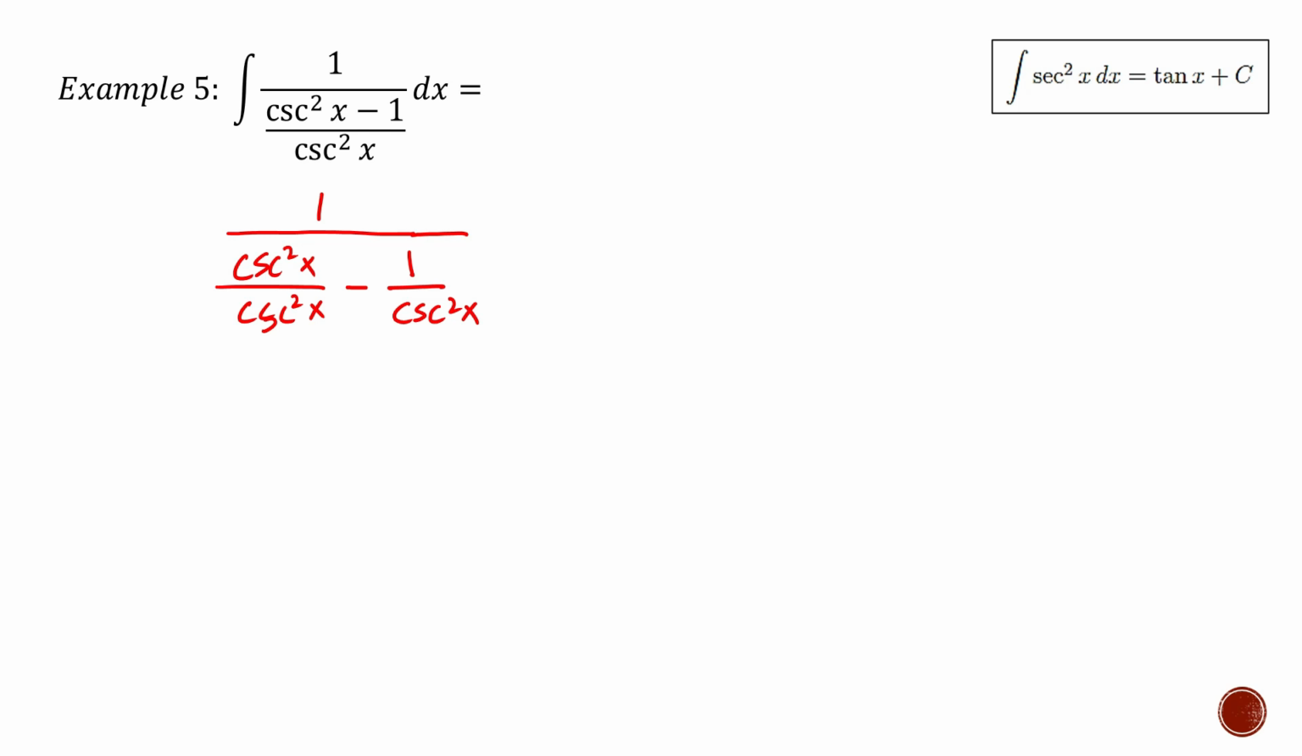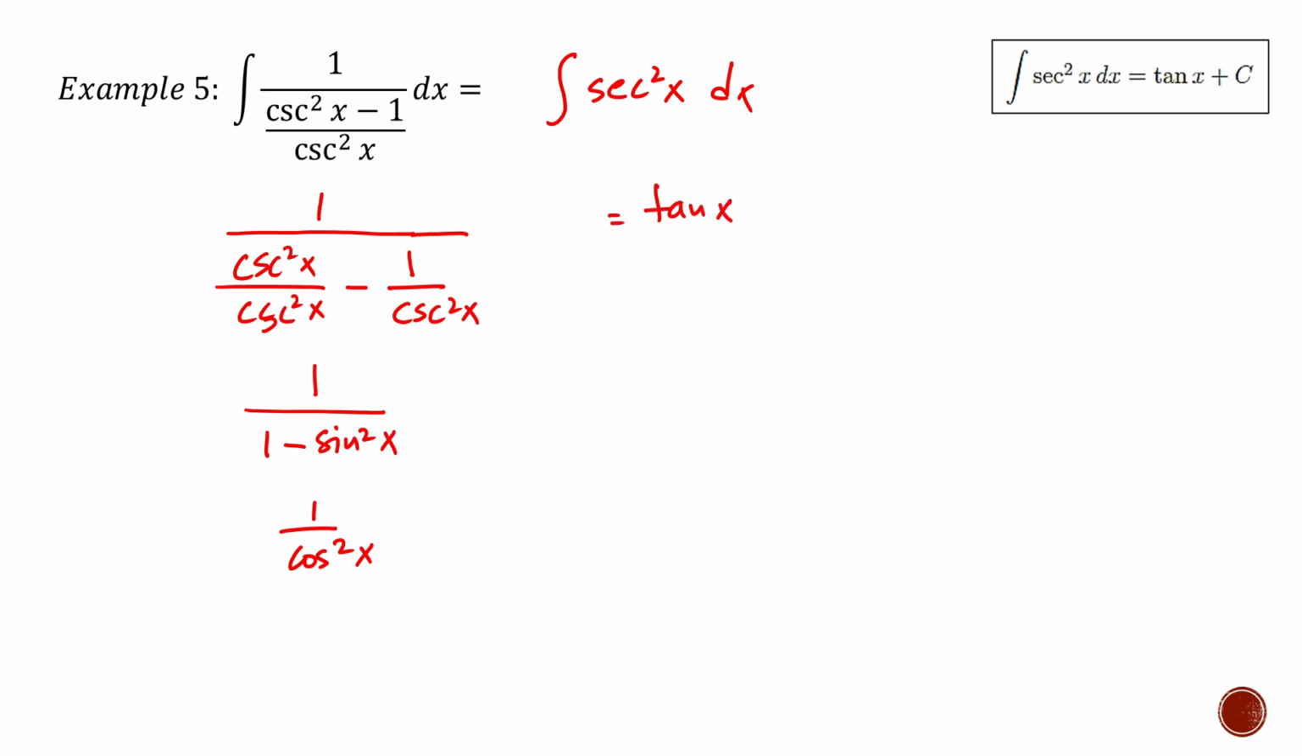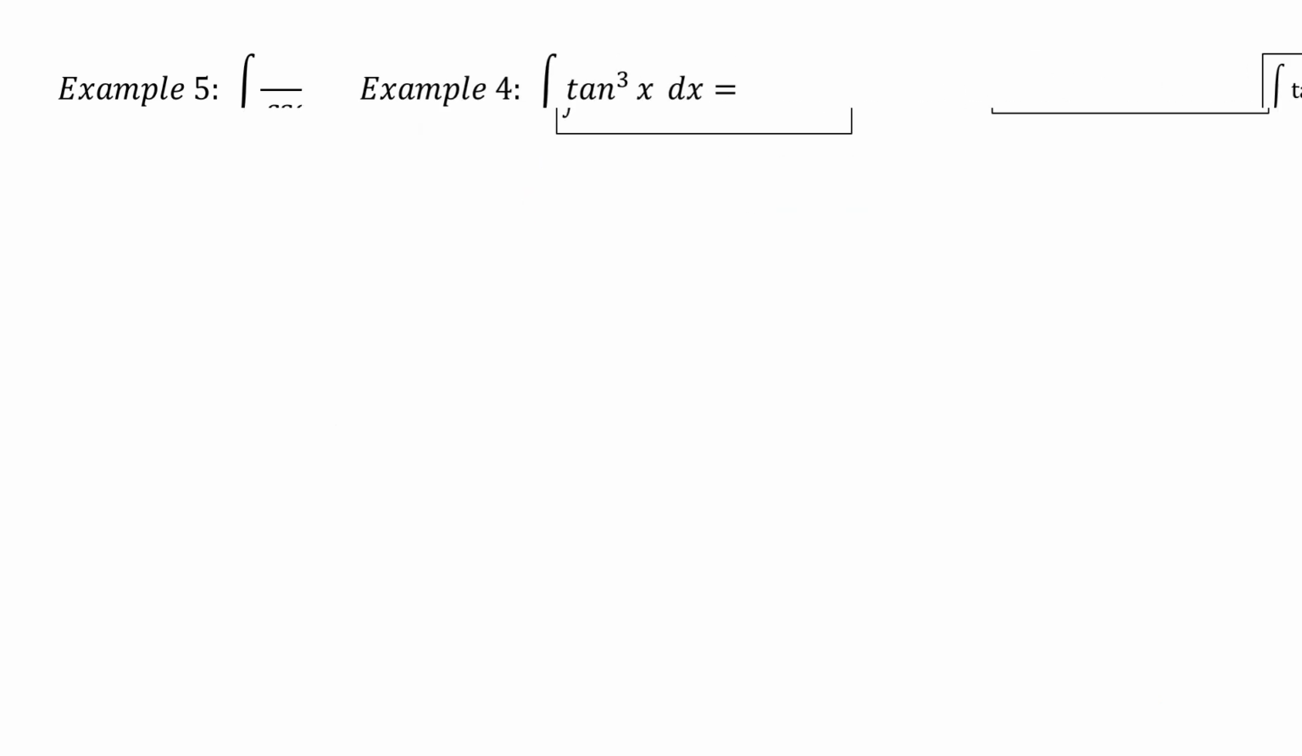1 over sine square is cosecant square, so this becomes 1 over 1 minus sine square x. And we know the equivalent of 1 minus sine square x, right? That's cosine square, so 1 over cosine square x. And that's just secant square x dx, which is equivalent to what we have there on top, tangent x plus c, right?